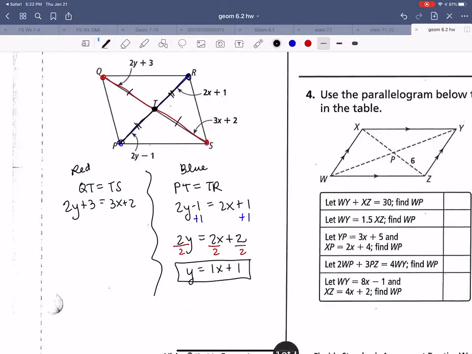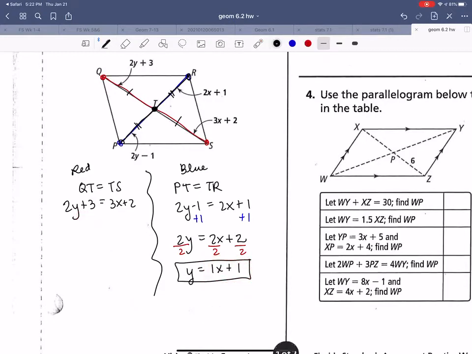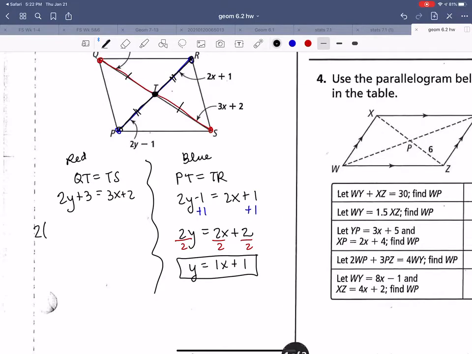Okay, so now I know y is equal to this stuff. And where I see the y, I can substitute that back in over there. So 2 times 1x plus 1. Again, I substituted where I saw the y. That's where I put that stuff because y is equal to that stuff. And then I'm going to add 3 and 3x plus 2.